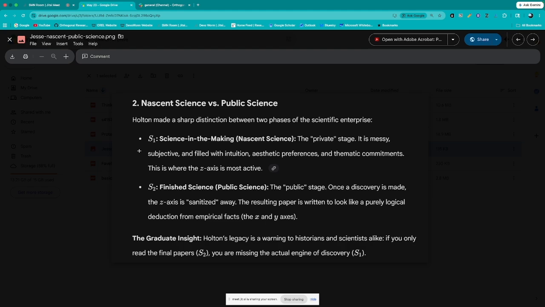I guess you mean there's a three-dimensional space where the z-axis is progress, basically, and progress is made in the z-axis. And then S2 is finished science, or public science. So this is the public stage as opposed to the private stage. And so once a discovery is made, the z-axis is sanitized away. The resulting paper is written to look like a purely logical deduction from empirical facts, which is the x and y axes. So this is, of course, what a lot of times happens with papers.